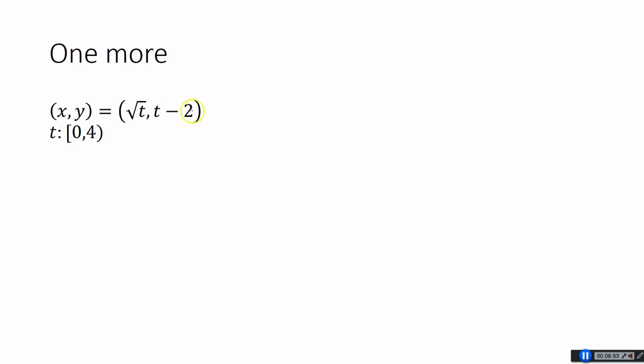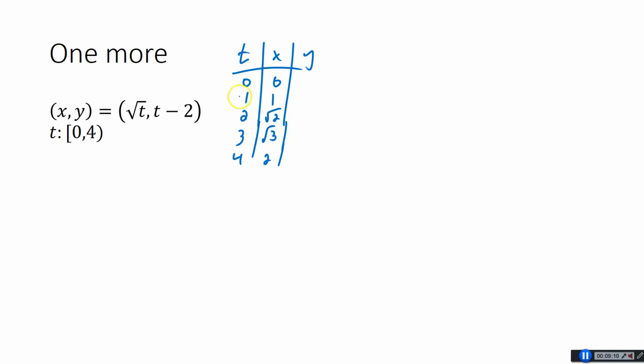So if you have x is root t, y is t minus 2, let's make a t, x, y chart here. And we're going from 0 to 4. So let's just go 0, 1, 2, 3, 4. So x at 0 is 0. X at 1, square root of 1 is 1. Here we have root 2. Can't really do anything about that. Root 3 either, but then we have positive 2. The y values, we're just subtracting 2. So we have negative 2, and then negative 1, then 0, then 1, then 2.